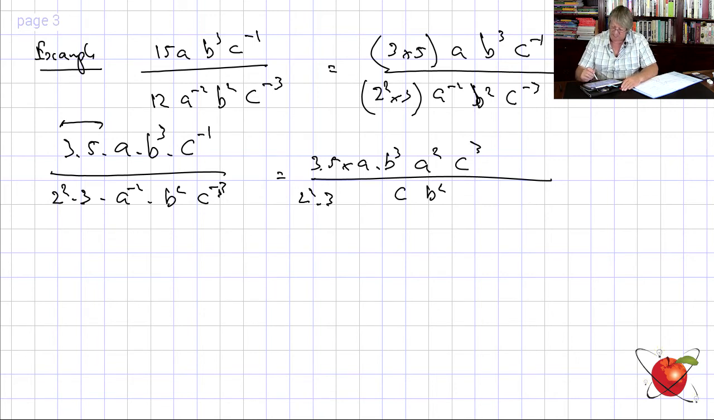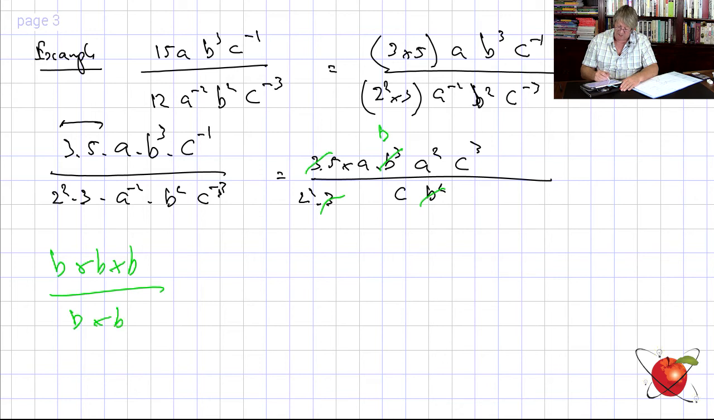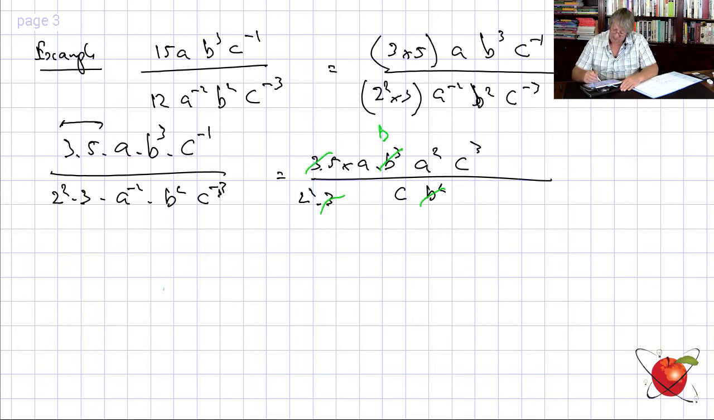Now I take out my cross-cancelling pencil. The 3 cancels with that. The 5 with nothing, the a with nothing. The b goes to a b, and there's a b, that's gone, because that was b times b times b on top, b cubed, over b times b. So it cancels, leaving us with a b. Happy with that?